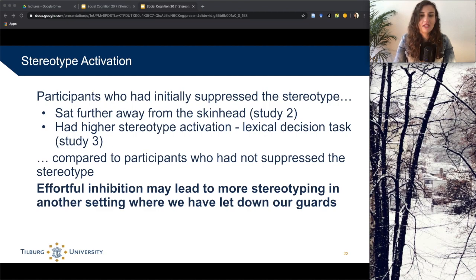And in a lexical decision task, just like the one that we've initially seen in the example, where participants were asked to say if they were words versus non-words, here there was evidence for higher stereotype activation, that means faster responses for stereotype-consistent words, words that were consistent with the stereotypes regarding skinheads. And this is compared to participants who had not suppressed the stereotype. So this would be evidence that effortful inhibition may lead to more stereotyping in another setting when we've let down our guards.